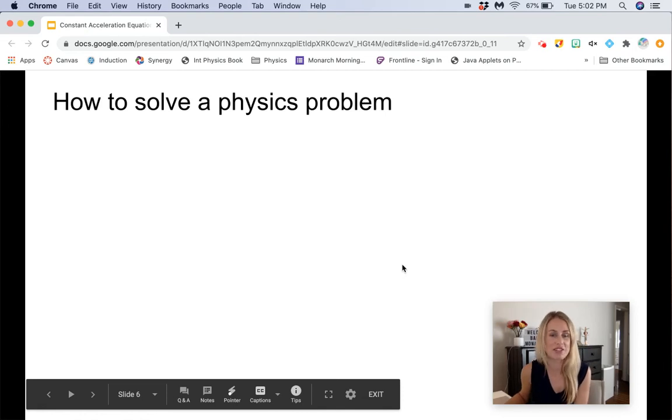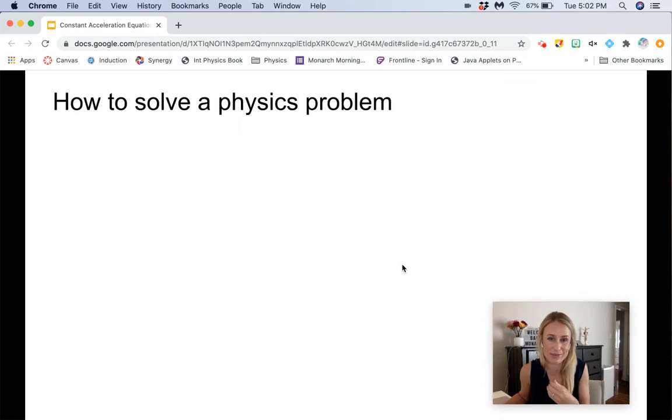So before we actually start solving physics problems, I want to talk about how to solve a physics problem. I know this might seem kind of silly to some of you, but I swear it helps. And I have been doing this longer than you have. Okay, so just take my word for it. It only takes a couple more seconds, maybe a minute tops for each problem to do all of these steps. And I guarantee you it'll help.